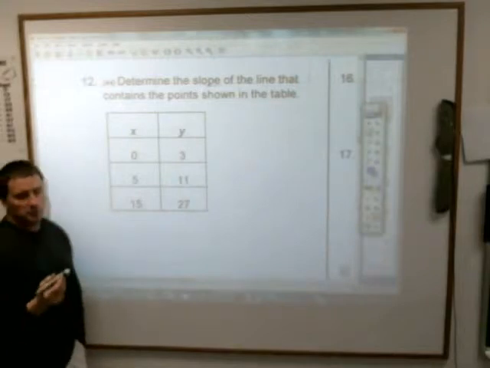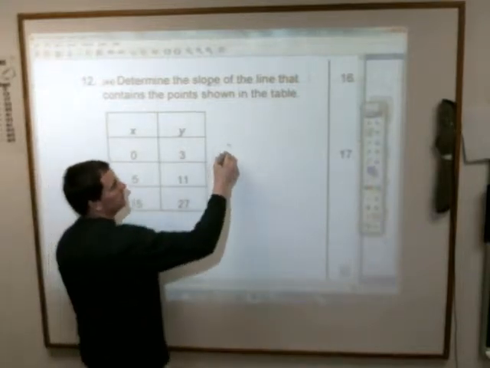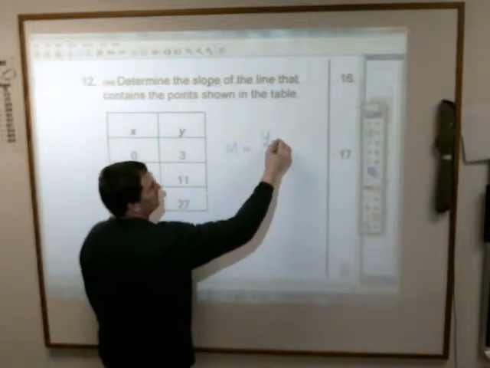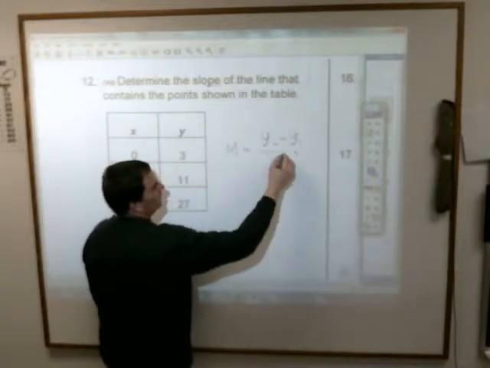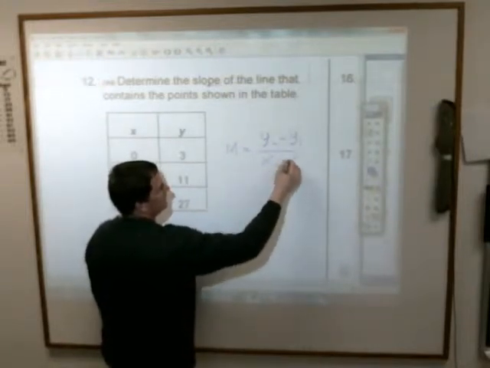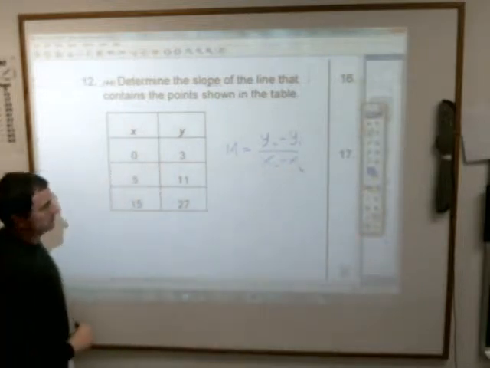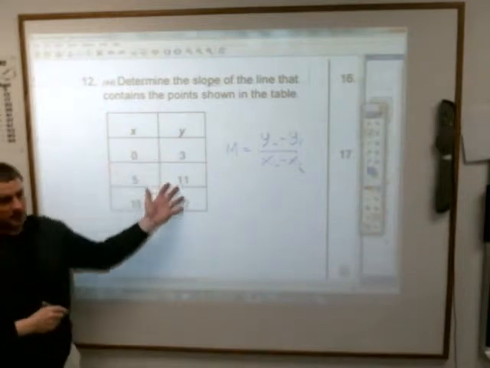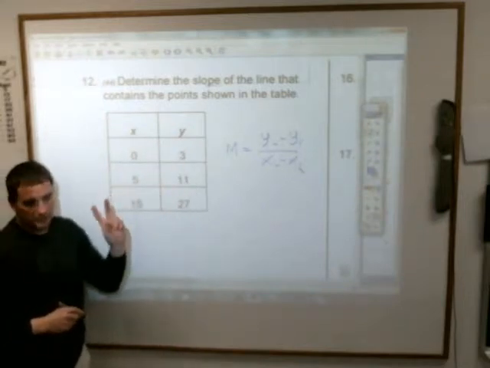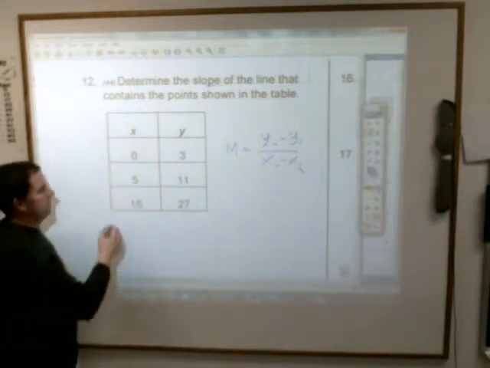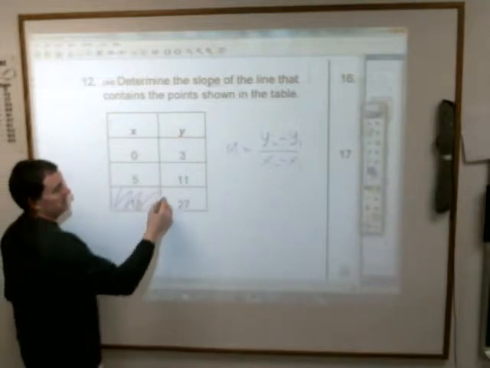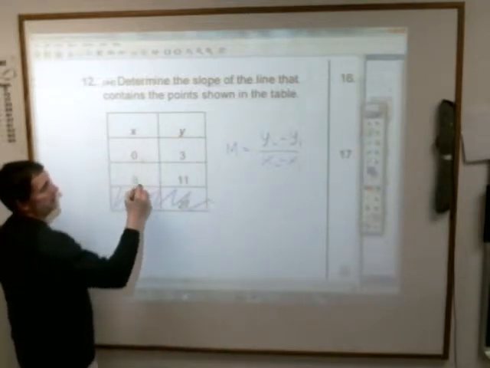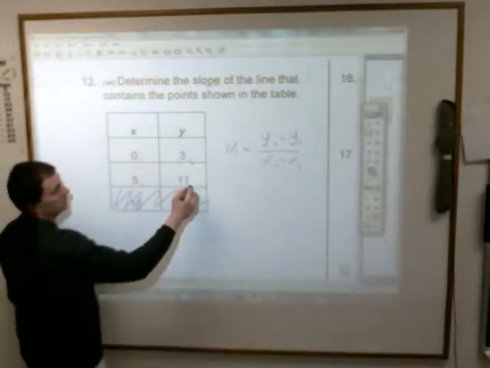This is one of the easiest problems in history because you're just going to use the slope formula for m equals y sub 2 minus y sub 1 over x sub 2 minus x sub 1. And you don't need all six of these. You only need two pairs of them. So right away, I would probably cross off the last one because it's got the biggest numbers. Okay, this is x sub 1, x sub 2, y sub 1, y sub 2.